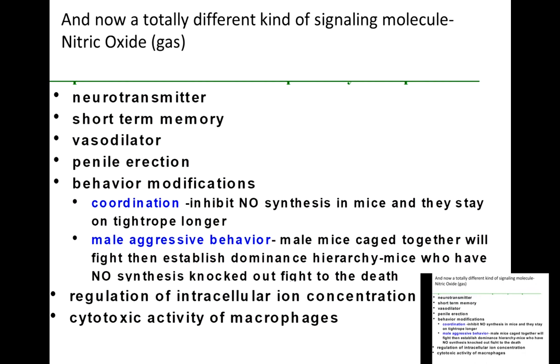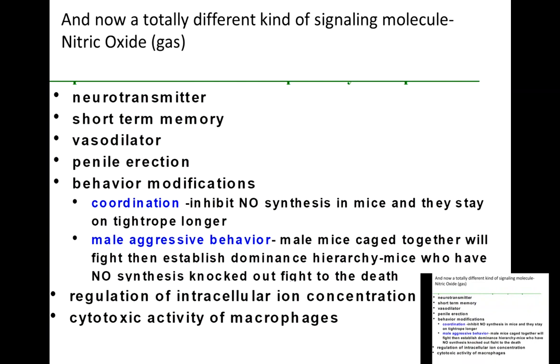So it's a second messenger, but instead of being a soluble ion or a soluble small molecule, it's a soluble gas. It can act as a neurotransmitter. It's important for formation of short-term memory. We'll talk about short-term memory and long-term memory. We'll talk about long-term potentiation in this podcast.